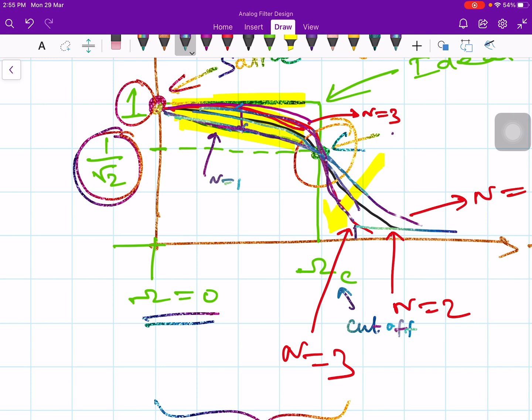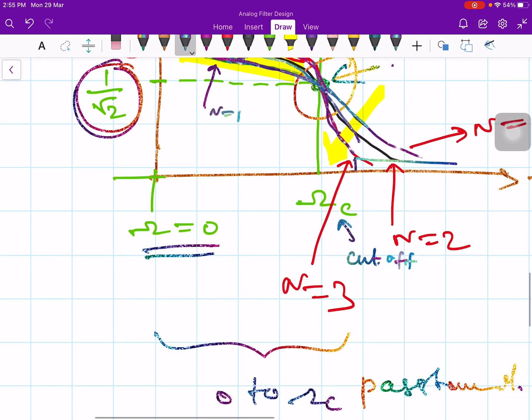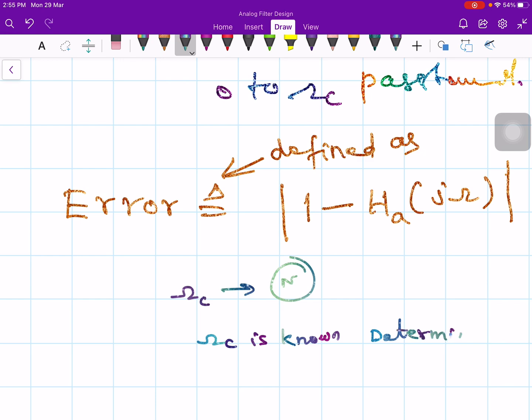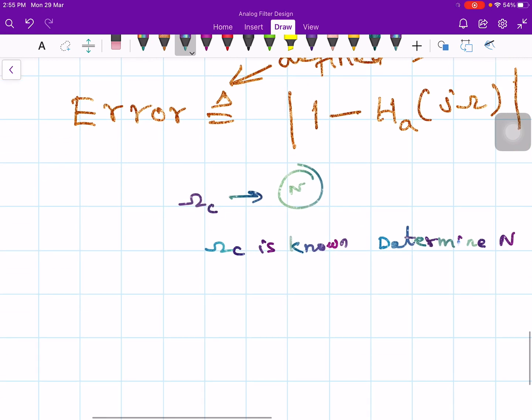So what you do is you determine the order capital N required for meeting the given specifications. If omega c is known, then all you have to do is to find the order. From this you find the order capital N that is required to satisfy the given specifications. So omega c is known, determine the order of the filter capital N.